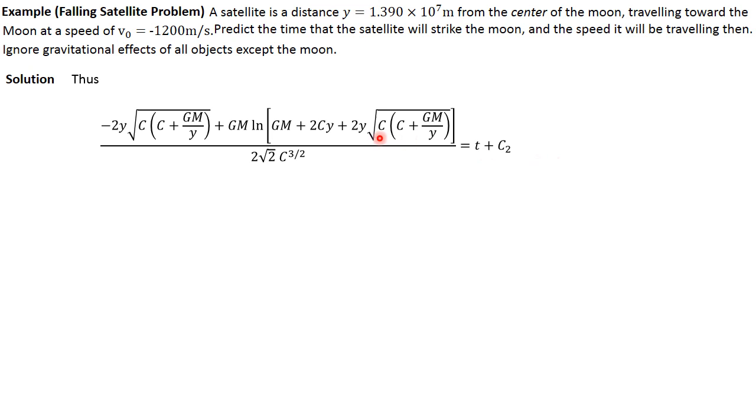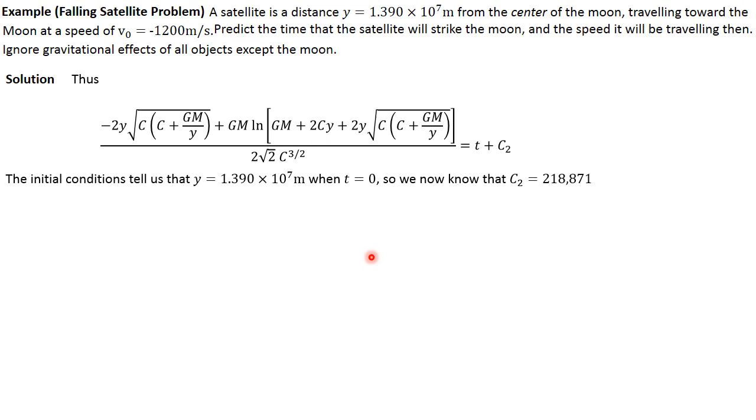Where this capital C on this left-hand side, we already calculated that value earlier. It was 200 and something thousand. The initial conditions tell us that y starts off at 1.390 times 10 to the 7th meters at time 0. So if you plug that number in for y here, here, here, and here, and 0 for t, you can calculate C2, and you find C2 is equal to 218,871.